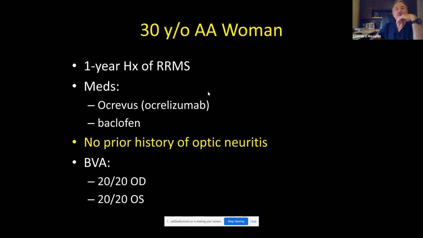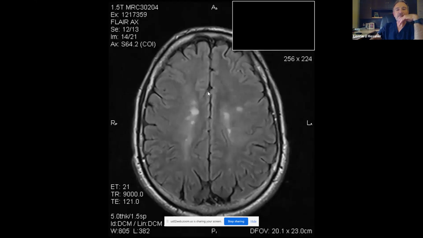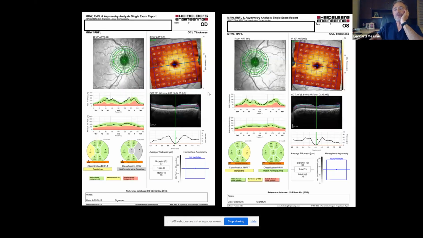Here's a 30-year-old woman with a history of relapsing multiple sclerosis. She is also undergoing infusion therapy with ocrelizumab. No prior history of optic neuritis. Visual acuities are normal, 20/20 in each eye. Looking at her MRI, she has quite a number of supratentorial paraventricular white matter lesions. Some of these are enhancing with gadolinium, some of them are not. So that's her relapsing multiple sclerosis. Remember, she does not have optic neuritis.